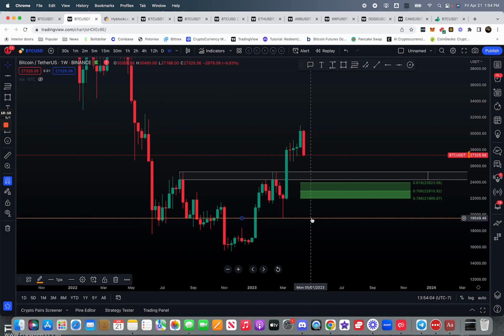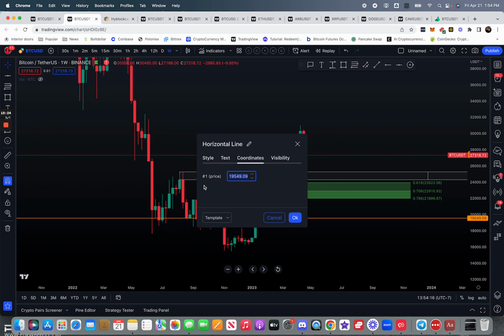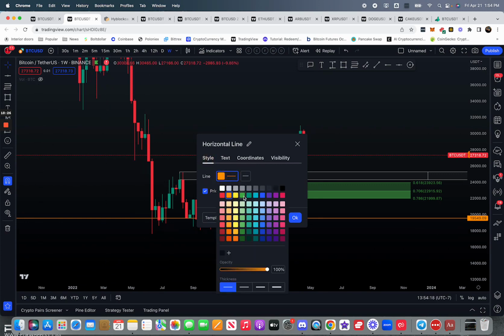Excuse me. Give me one second. I got a cough. Hold on. Oh, sorry about that. Okay, so let me change this color just because I'm a little anal about my colors on my chart here.